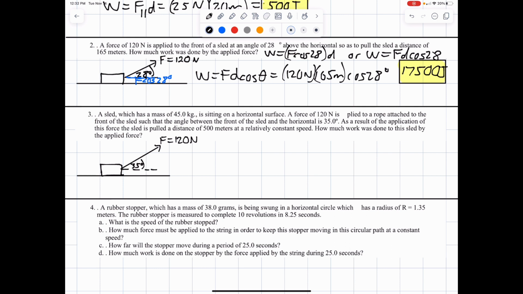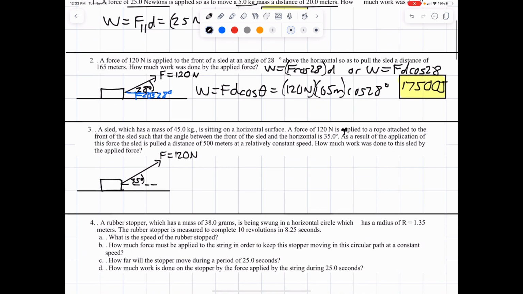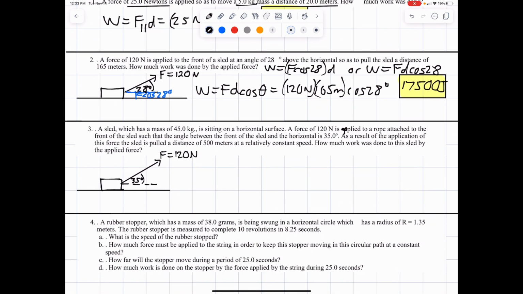Number 3. A sled which has a mass of 45 kilograms is sitting on a horizontal surface. A force of 120 newtons is applied, little typo there, to a rope attached to the front of the sled, such that the angle between the front of the sled and the horizontal is 35 degrees. As a result of the application of this force, the sled is pulled a distance of 500 meters at a relatively constant speed. How much work was done to the sled by the applied force?